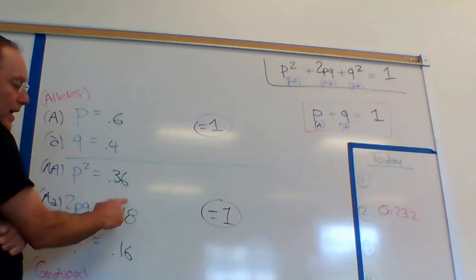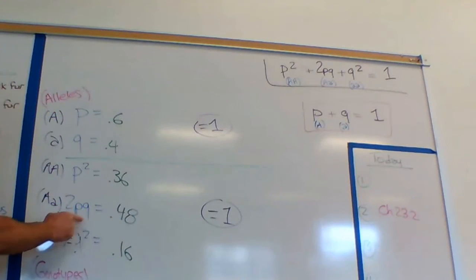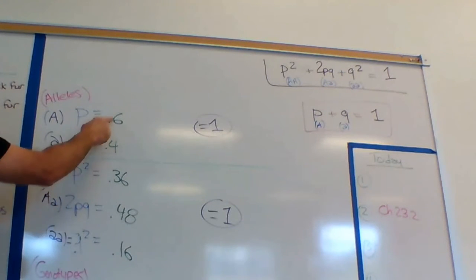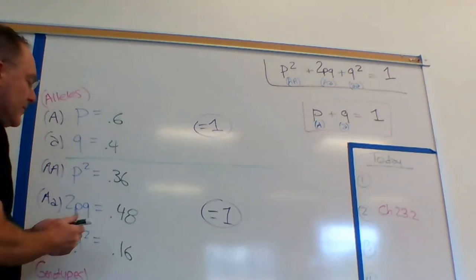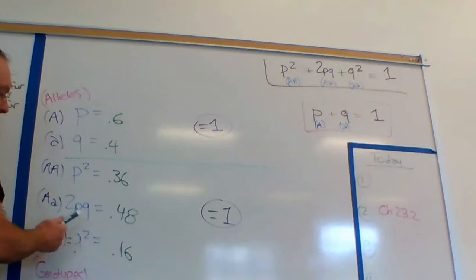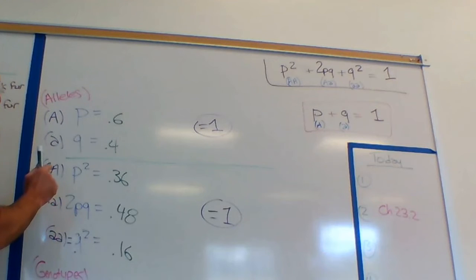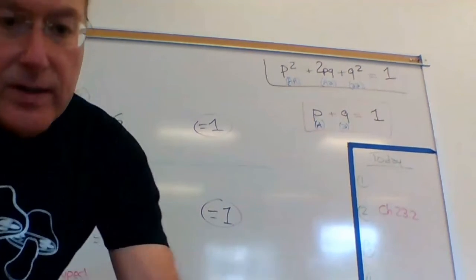I can get that one of two ways. I can subtract all this from 1 and figure it out, or I can do 2 times P times Q. So what's 2 times 0.6 times 0.4? So this is 0.24, times 2 gives me 0.48. So what this is telling us is that 48% of the individuals in this fruit fly population on the piece of paper have heterozygous genotypes for whatever condition we're looking at. So let's figure this out.